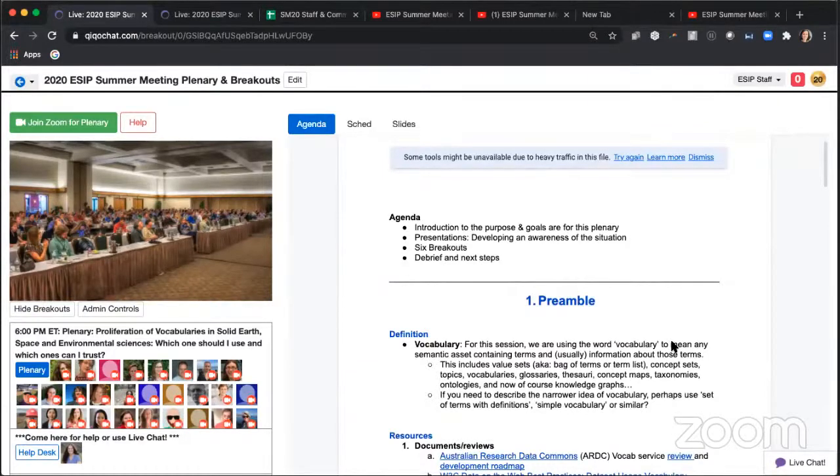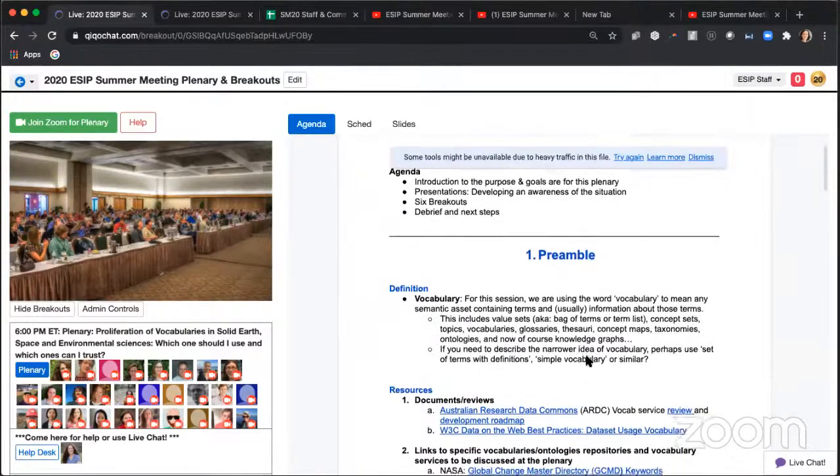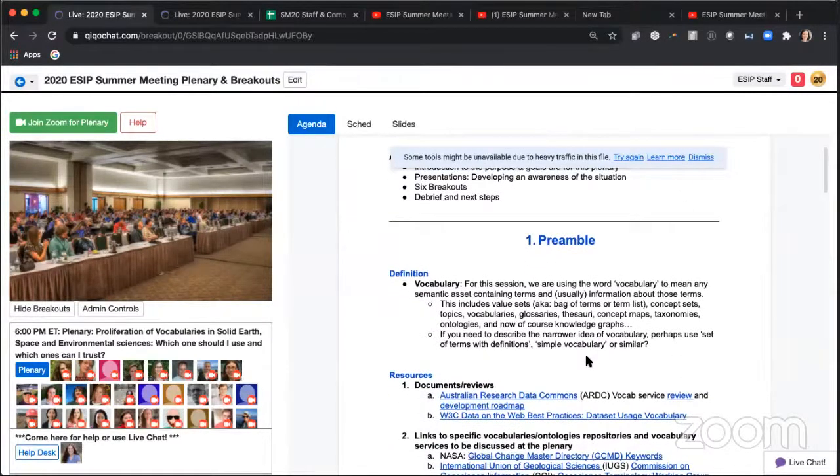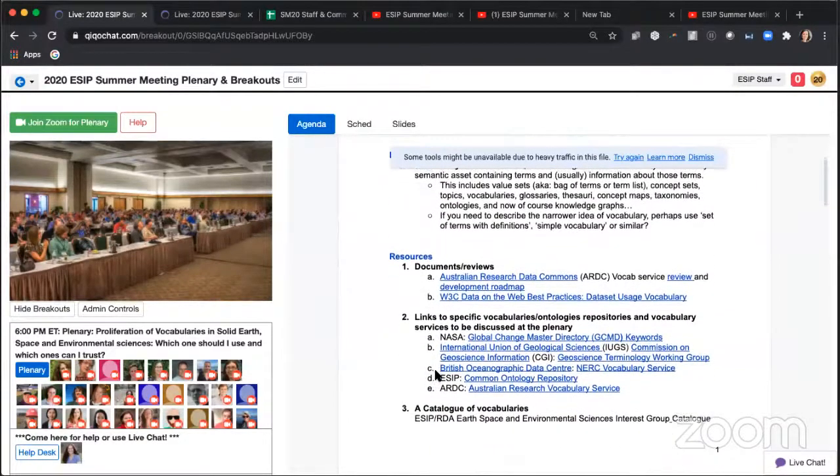Just in the preamble, we have a definition of vocabulary as applied to this session, and thank you, John, for writing it and suggesting we need it. It covers anything, from a highly sophisticated ontology to a grab bag of terms.